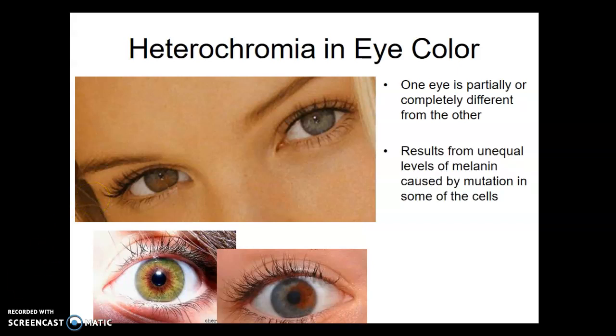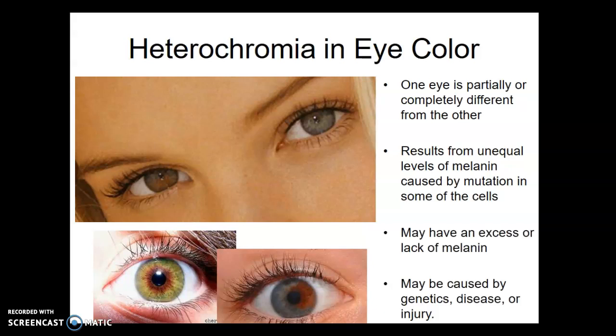This is a result of melanin being unevenly distributed, which is similar to freckles. Freckles are due to uneven distribution of melanin. Melanin is what gives us the coloration in our skin, in our eyes, and things like that. So we have a mutation in some of the cells. We might lack melanin completely in one of the eyes, or might have that uneven distribution. There are lots of things that might cause this. It might be genetic, it might be due to an injury, it might be due to some sort of disease that causes those cells to no longer be able to make a pigment. So we end up with different coloration in the eyes.